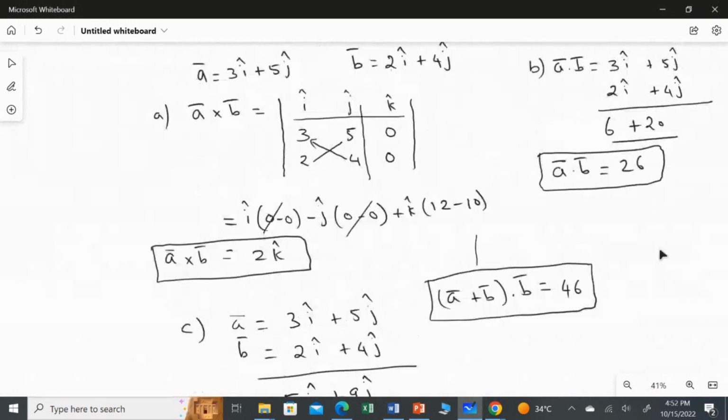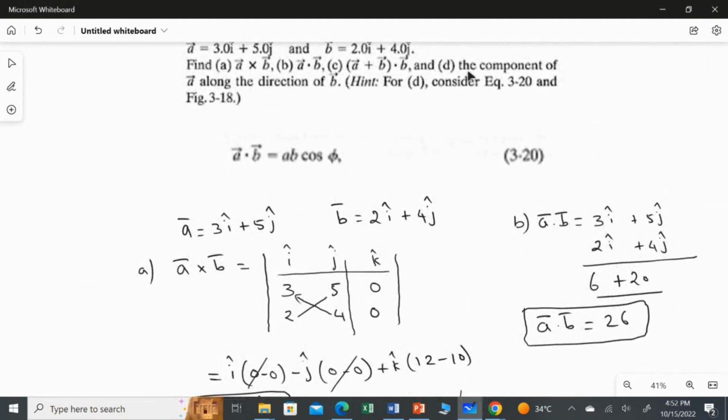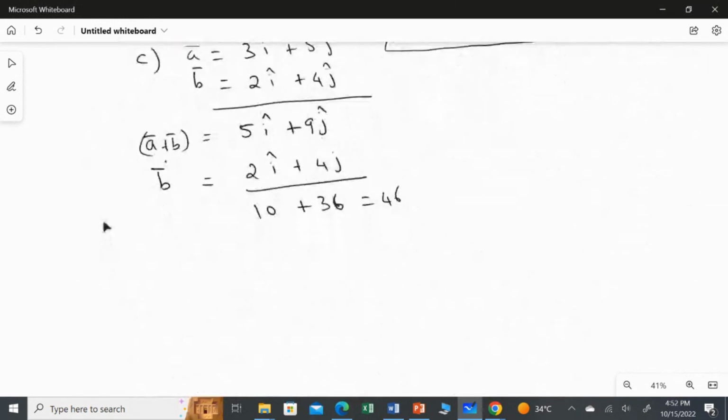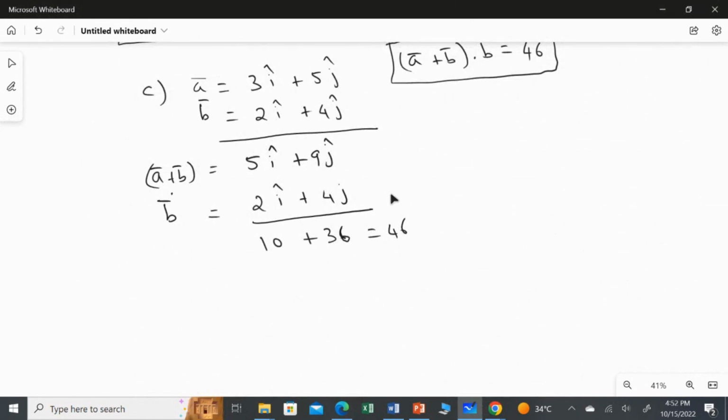Now we have to go for the last part of the question. Find the component of A along the direction of B. If you come across this type of question, then you have to go for the A dot B formula. So first of all, I'm going to write the A vector because we need more calculation. So first I'm going to write what is given. 3 i cap plus 5 j cap is our A vector. What is our B vector? 2 i cap plus 4 j cap.